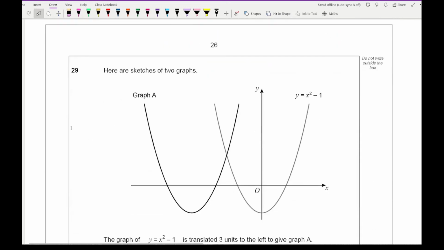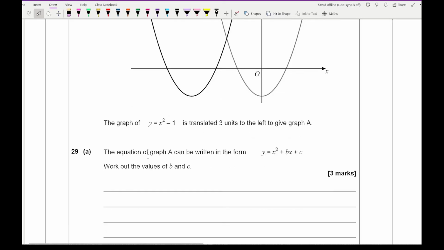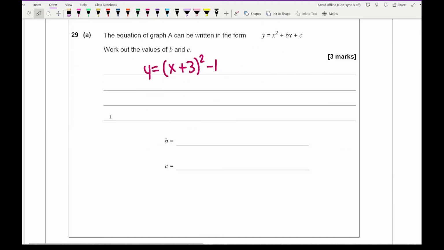So moving on to question 29, it says that here are the sketches of 2 graphs. The graph of y equals x squared minus 1 is translated 3 units to the left to give the graph of A. So this is to do with graph transformations. Here, if we're shifting 3 to the left, it means we've got to add 3 to x. So then what that becomes is x plus 3 squared minus 1, and what we then need to do is simply expand and simplify.